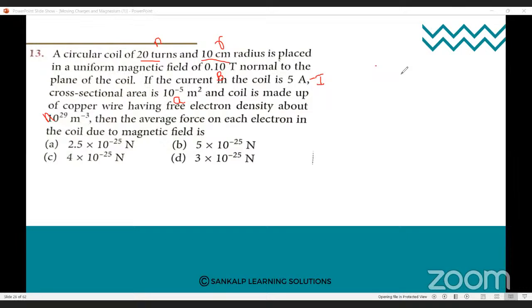As we know, the current and the drift velocity relation, that is current I = nAeVd. We can also write eVd = I divided by nA.